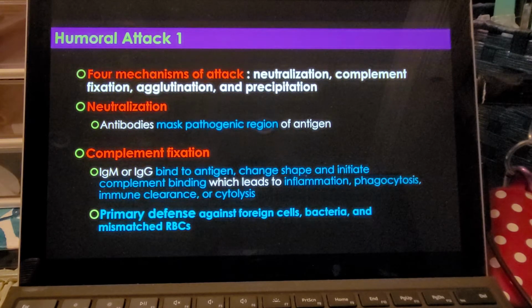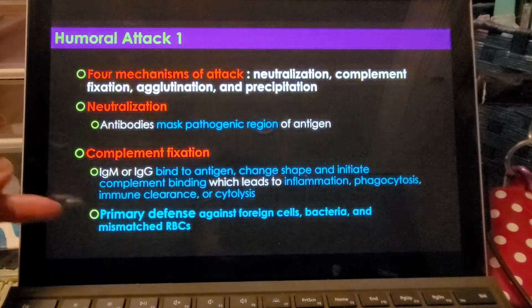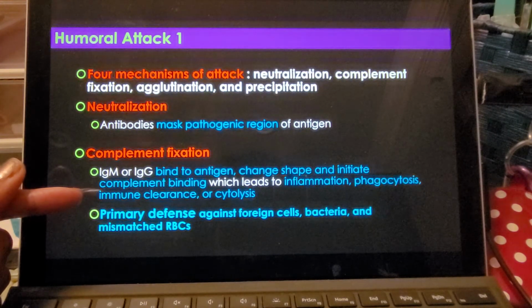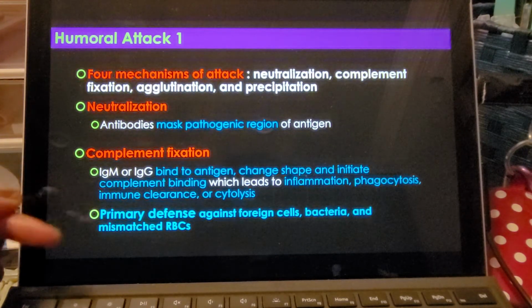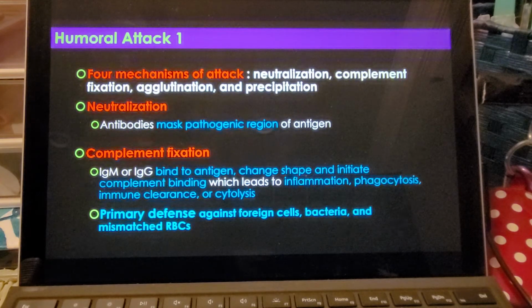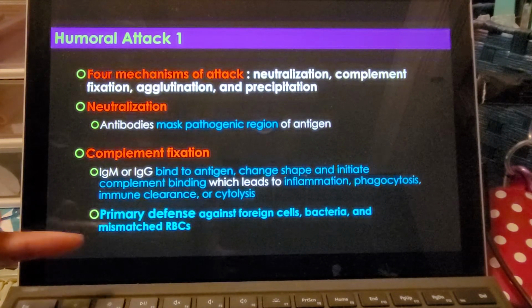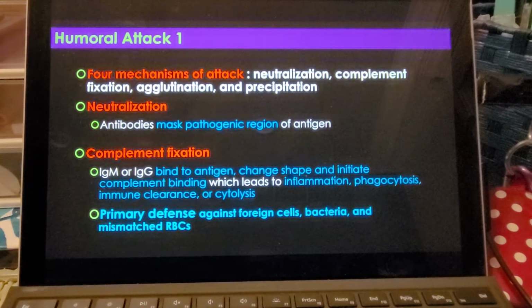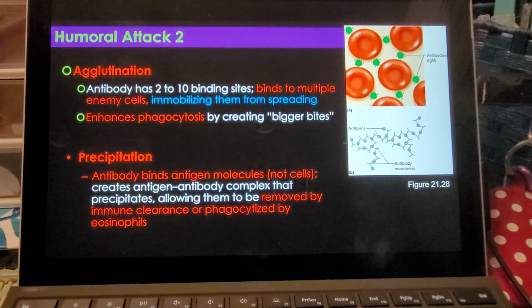Next one is complement fixation. This is where those complement proteins bind to that antigen and then recruit other complement proteins in there, leading to what we talked about earlier: inflammation, phagocytosis, immune clearance, or cytolysis. So this is how our body defends against anything like a foreign cell, bacteria, or those mismatched red blood cells. That's the antibody binding to it.